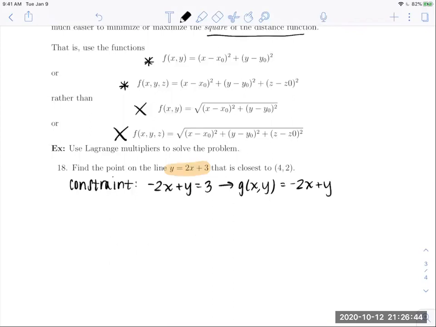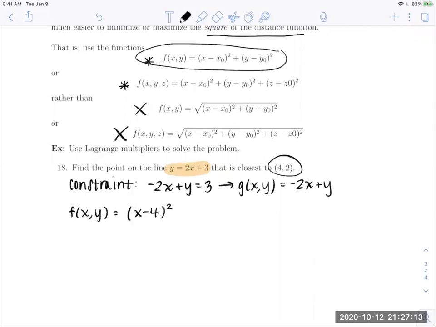All right. Now, what's the function that we're optimizing? That's always written as f of x, y or f of x, y, z. And in this case, we're just going to be using the square of the distance formula up above. Now, instead of x naught, y naught, as it's written in the circled equation, I want to use the point that I am trying to be the closest to. So I'm going to set up my f of x, y as (x minus 4) squared plus (y minus 2) squared. And so here's our function that we're trying to optimize.